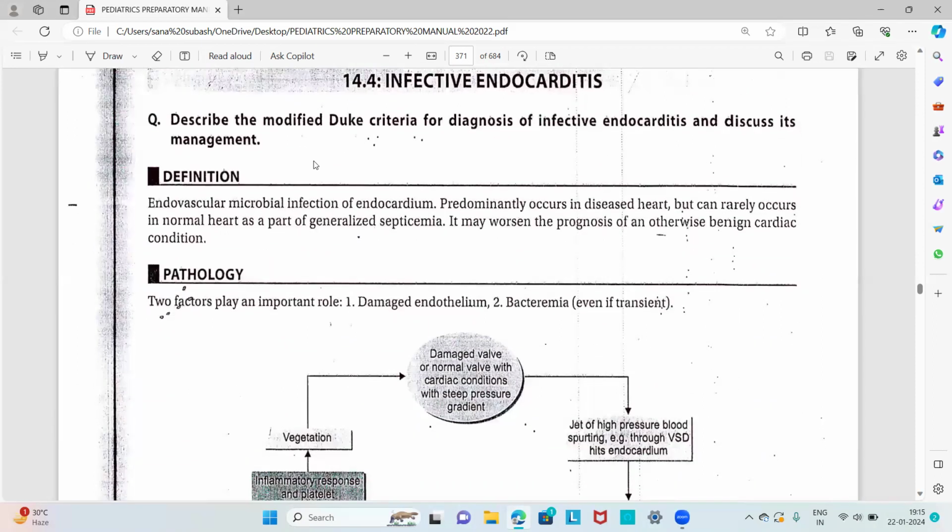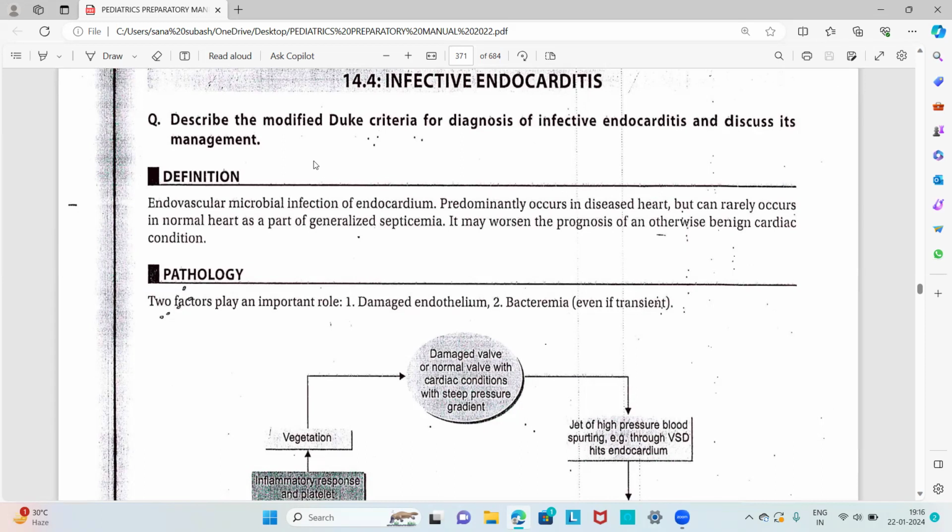So then another short note or another essay discussion is on infective endocarditis. The usual questions asked regarding infective endocarditis are: describe the modified Duke's criteria for the diagnosis of infective endocarditis and discuss its management. These are the usual questions which are asked in our university exam.